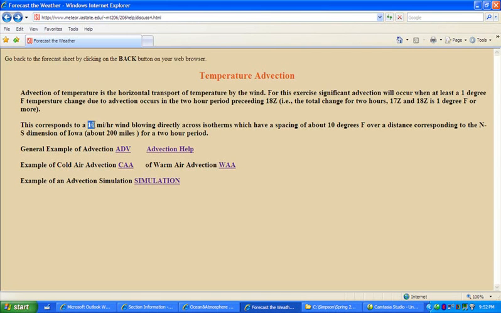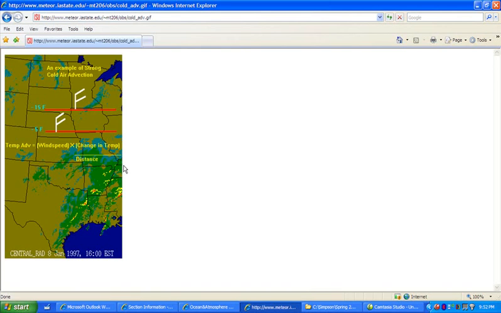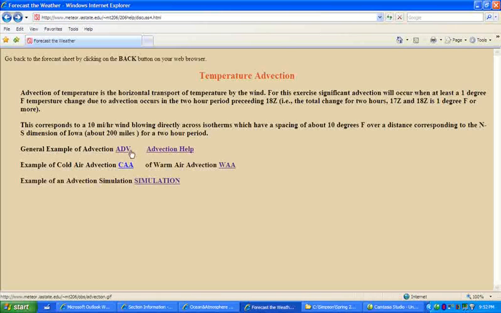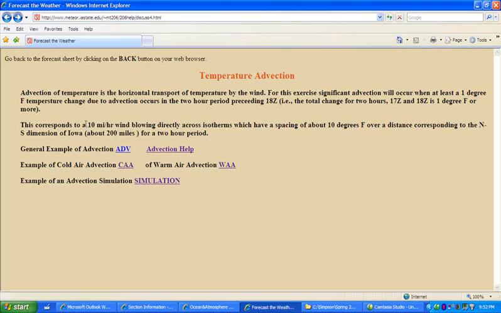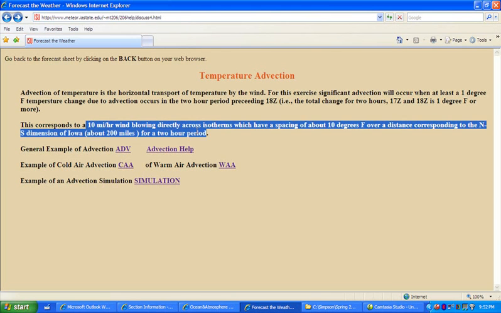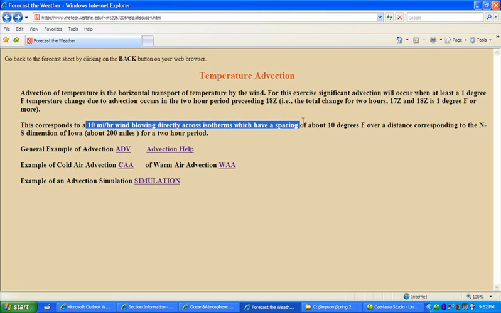Again, here's the definition. A 10-mile-per-hour wind blowing directly across isotherms. Again, we'll go back to this example. These are isotherms, lines of equal temperature. 10 degrees here, 15, 20. And so again, we go back to that definition. A 10-mile-per-hour wind blowing directly across isotherms with about a 10-degree difference in temperatures across Iowa. This would be considered significant advection.